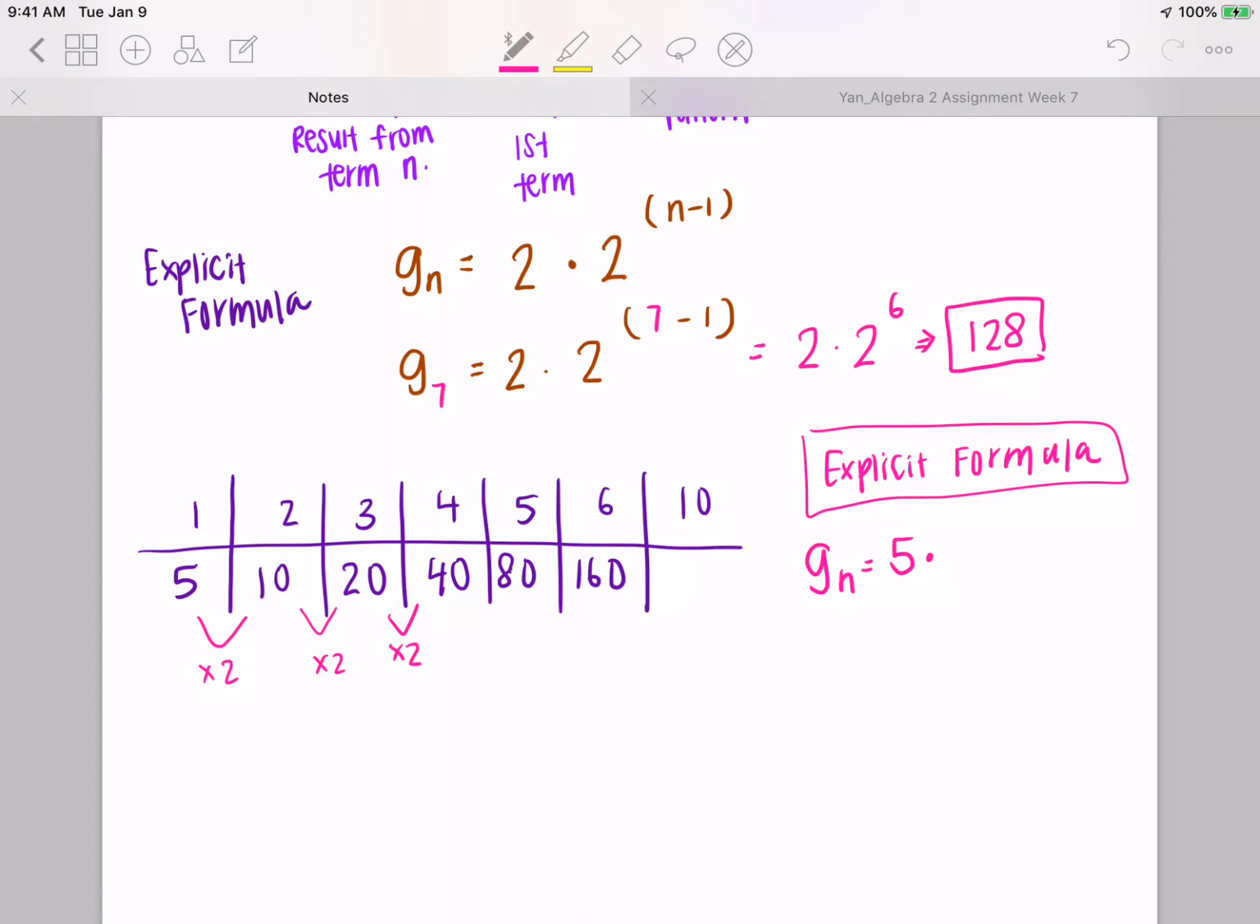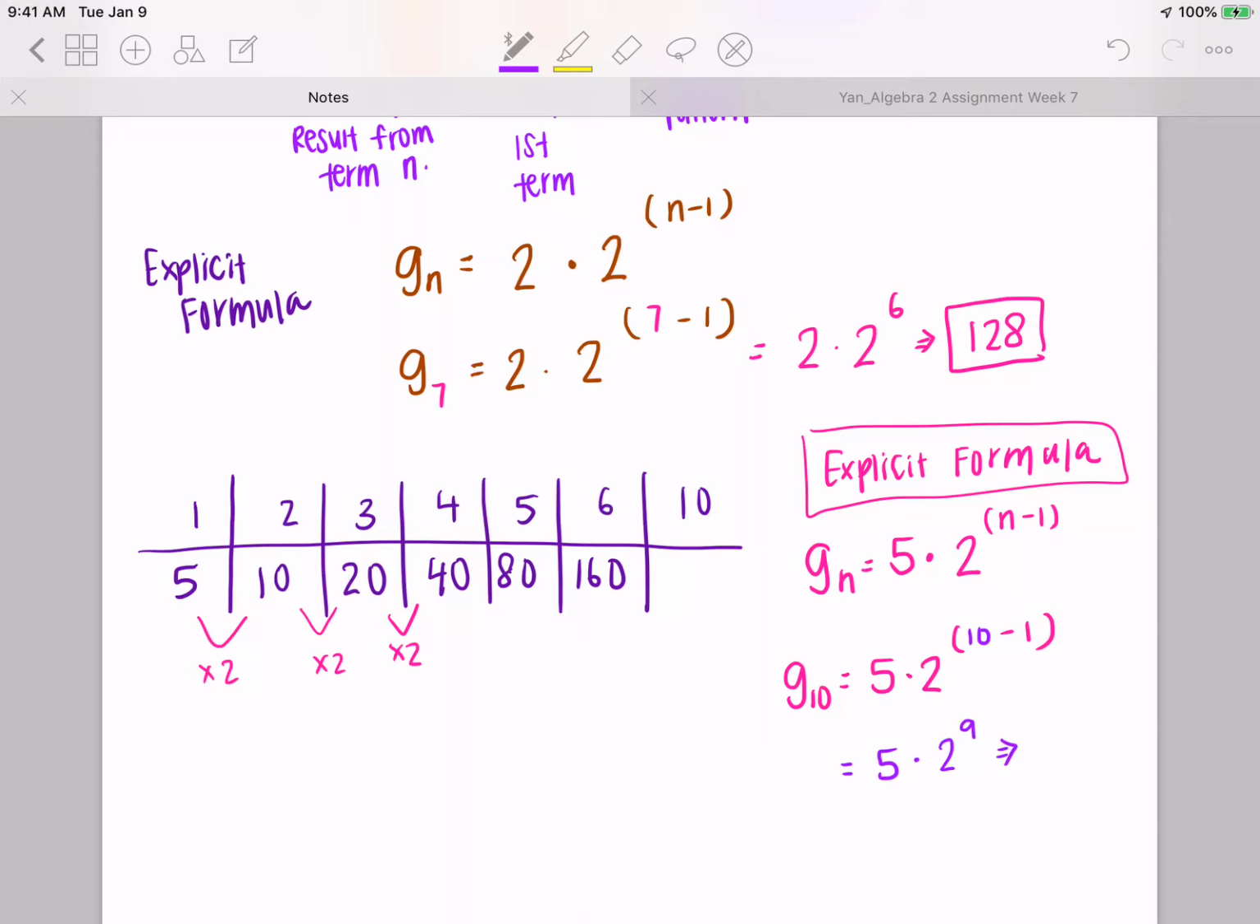So 5 times 2 to the, and we're going to do n minus 1. Okay, they're only asking for the formula for the first step. And now if I need to find g sub 10, instead of writing n, we just need to write the 10 in there. Okay, so substitute. We write our 10 in here. Okay, and then we get 5 times 2 to the 9th power.